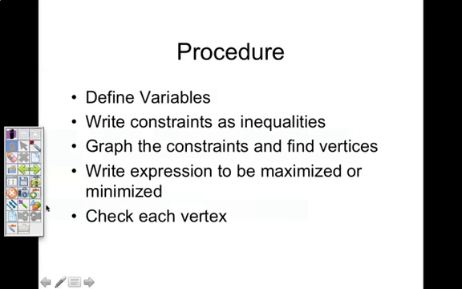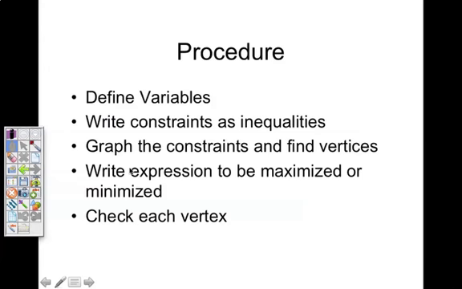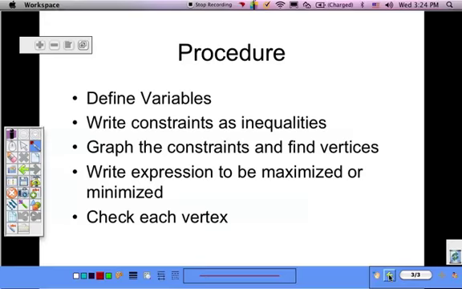The procedure for doing this is, the first thing we want to do is define the variables. What are we asking for? What can change in the problem? Then we're going to write the constraints as inequalities, graph the constraints and find the vertices, write the expression to be maximized or minimized, and check each vertex. So we're using that vertex theorem from yesterday, but in an actual real world application. So let's take a look at these constraints, and we'll go through our steps.